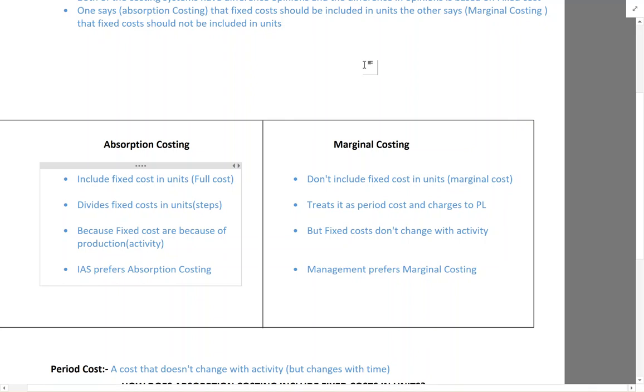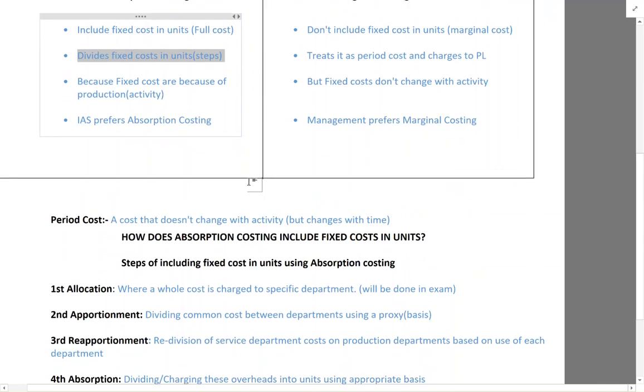Okay, so now we will focus on absorption costing, on how cost is included in units. Once that is done, we will look at marginal costing in another video and compare both marginal costing and absorption costing. So for now, let's see, if we are using absorption costing, how fixed costs are divided into units. So we are looking at those steps.